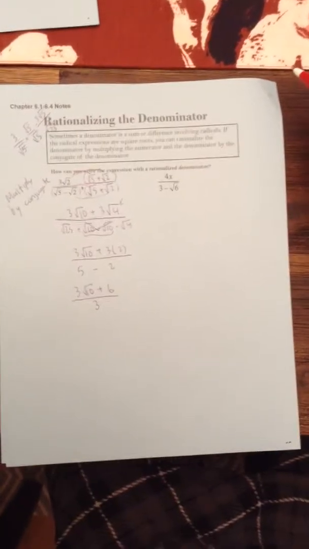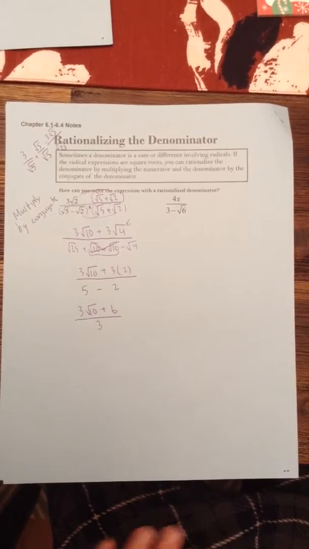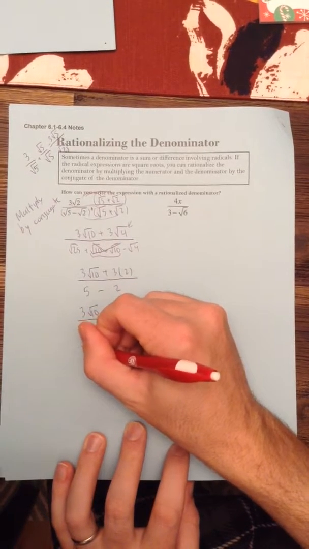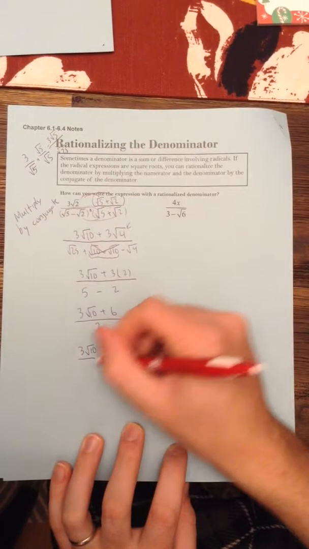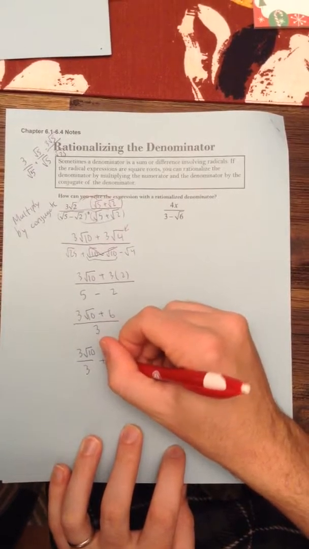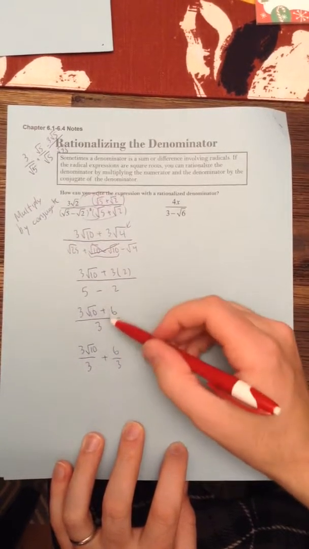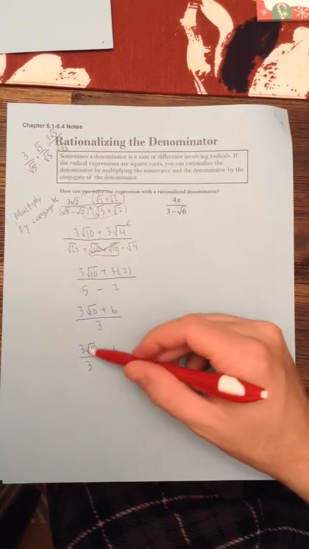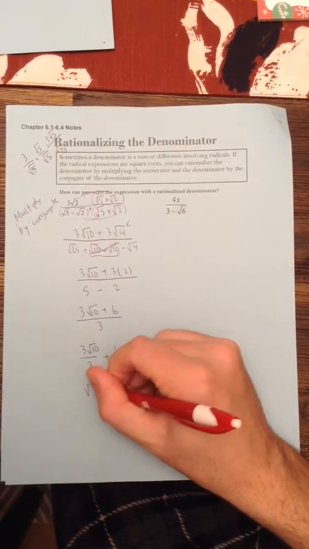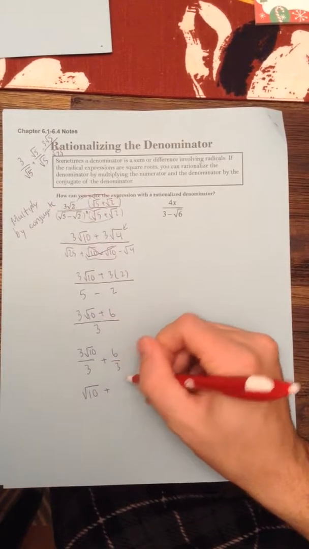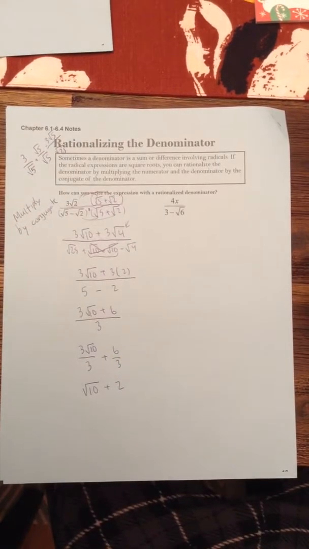Now, a lot of you would probably think you can stop here, but like with imaginary numbers, we can split this up into 3 square roots of 10 over 3 plus 6 over 3, where you can put the 3 underneath both when you're adding. So as you simplify this, you end up with the square root of 10 plus 2.